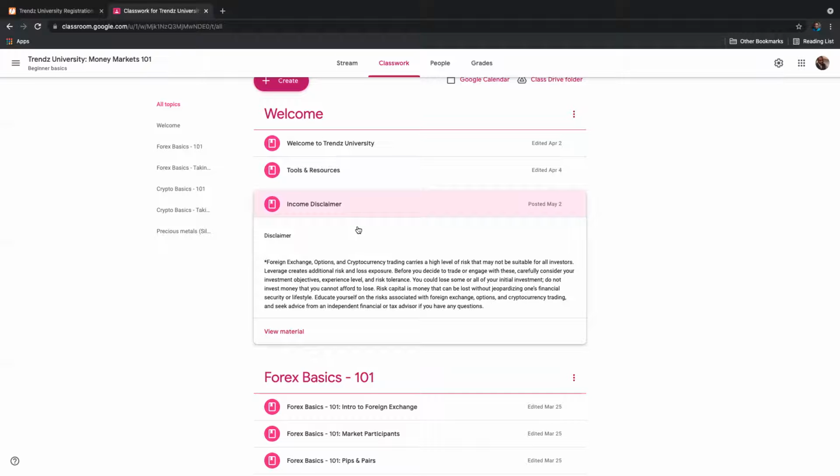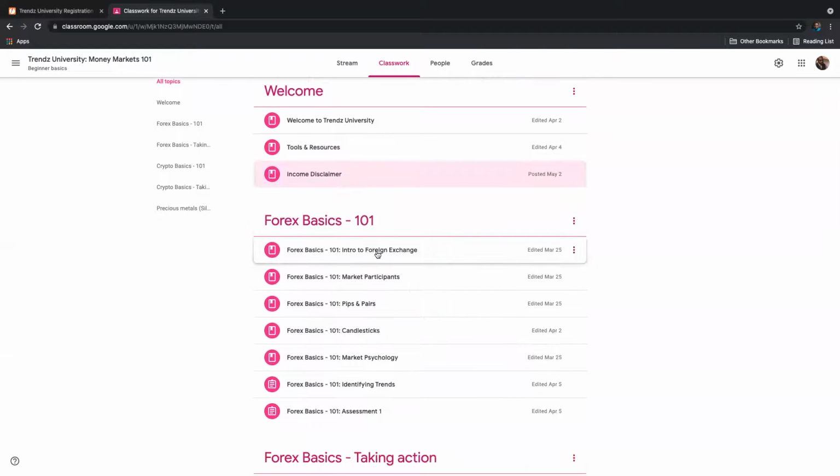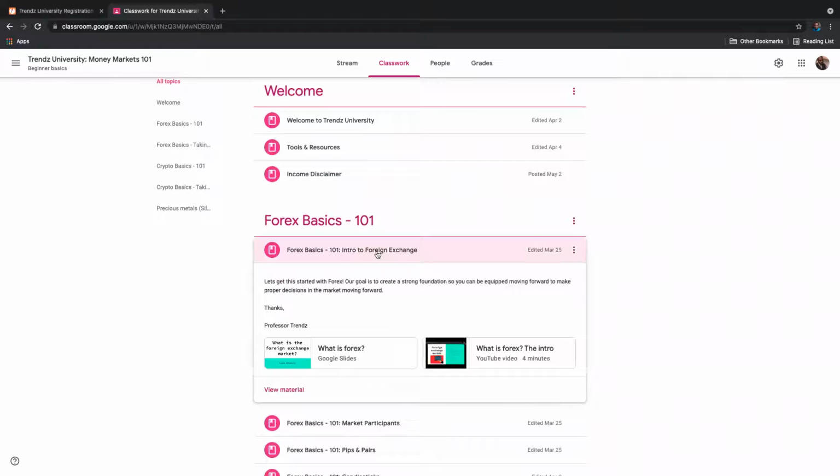Please only use risk capital when you are investing or trading, okay? And risk capital is money that can be lost without jeopardizing one's financial security or lifestyle. Meaning, right, you should not be investing your life savings if you can't afford to lose that amount of money, okay? So first, what we're going to do is get into the intro of Forex right here.